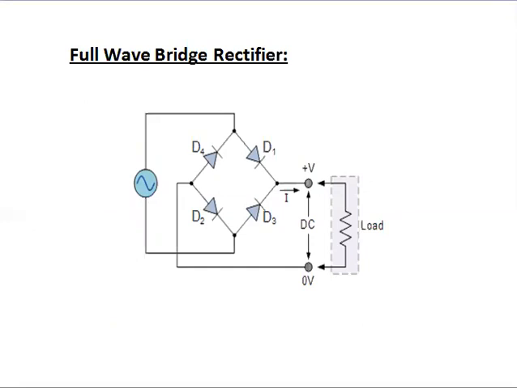This is the second type of full wave rectifier. The first one is the full wave center tap rectifier, and the second one is the full wave bridge rectifier. Why is it called a bridge rectifier? Here the construction looks like a bridge. So here I used a total of four diodes, that means D1, D2, D3, and D4, which are connected across a load.